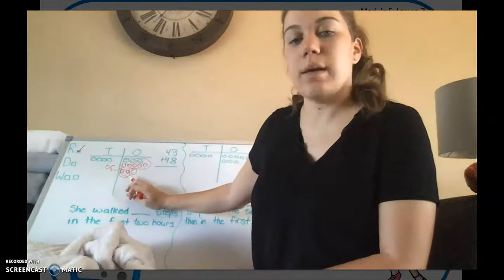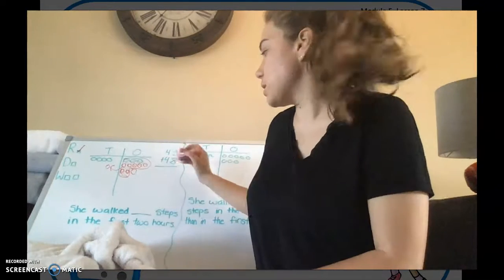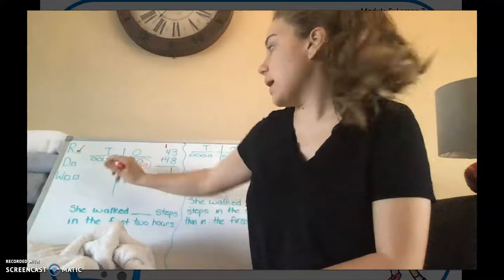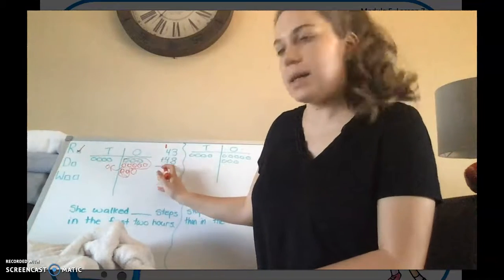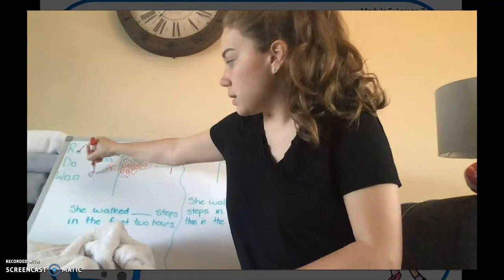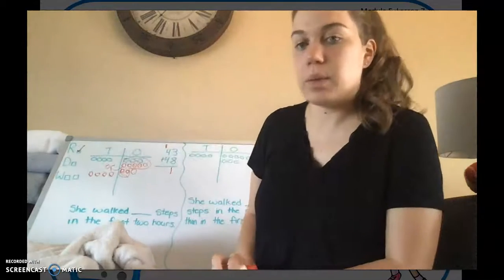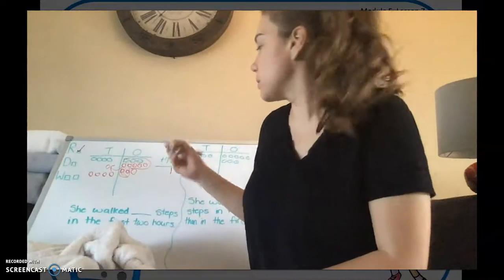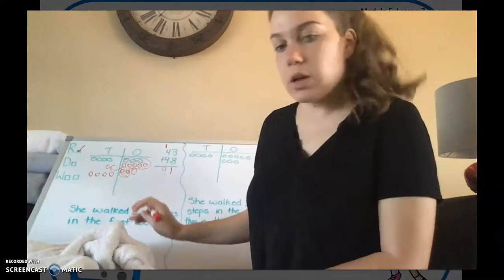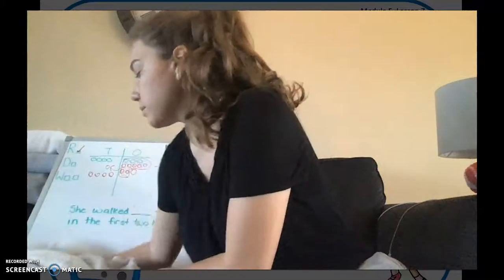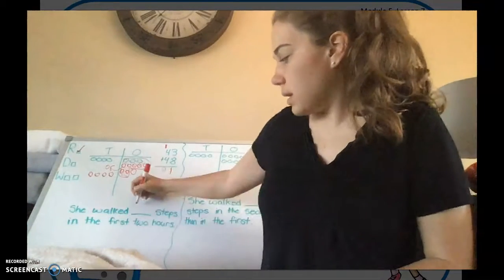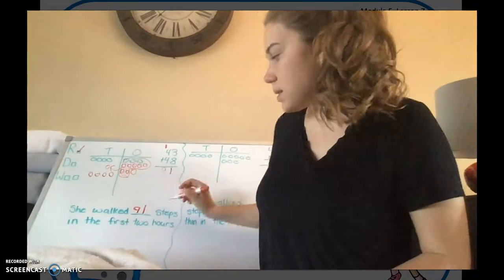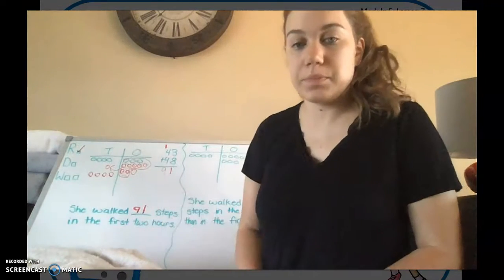So now how many ones do we have in our ones column? Good, just 1. And we traded that other one into the tens column. So now we had the 4 that were there, that 1 we traded in, and we need to add 4 more. So 1, 2, 3, 4. Now let's see how many we have. 1, 2, 3, 4, 5, 6, 7, 8, 9. So she walked 91 steps in the first 2 hours.